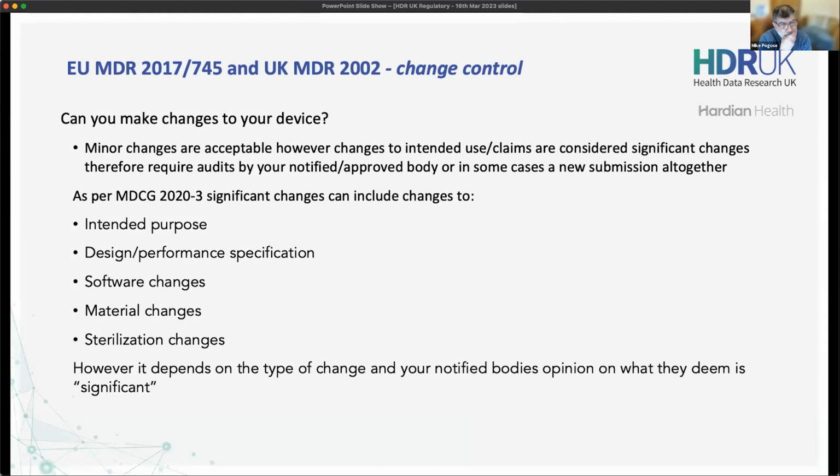It may be software changes. It may be material changes if you're physical, and sterilization. However, it depends on the type of the change and your notified body's opinion. So your notified body here is the decision maker. Next one, please, Mike.